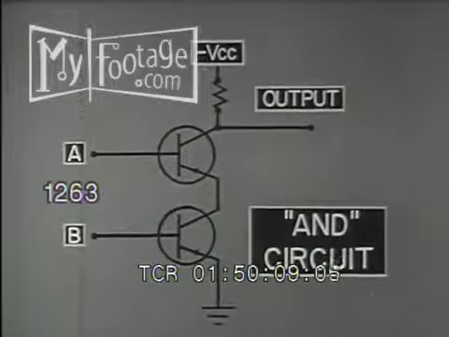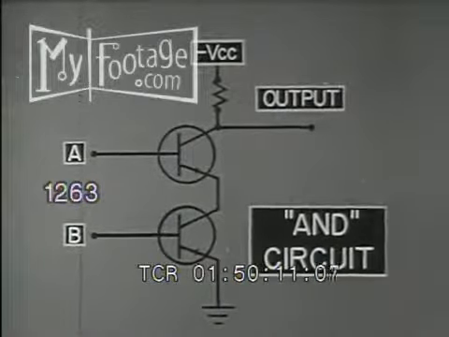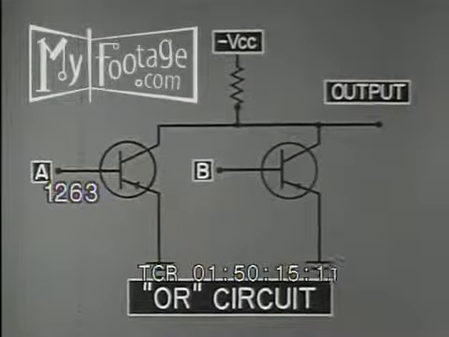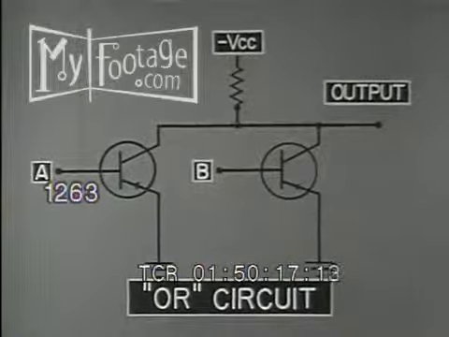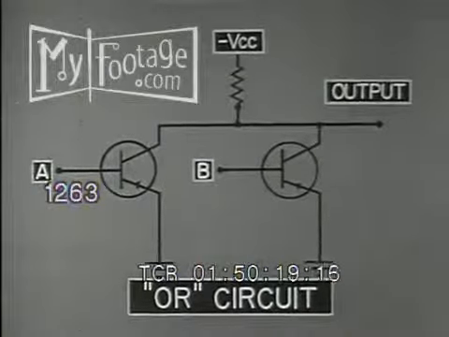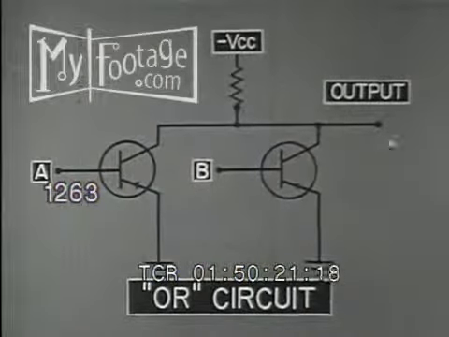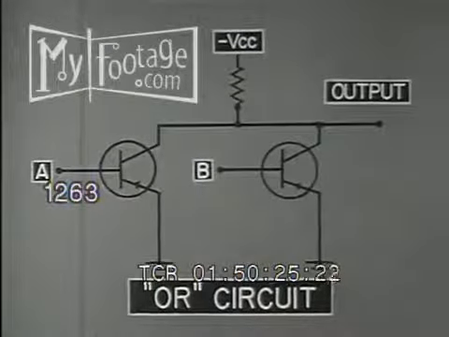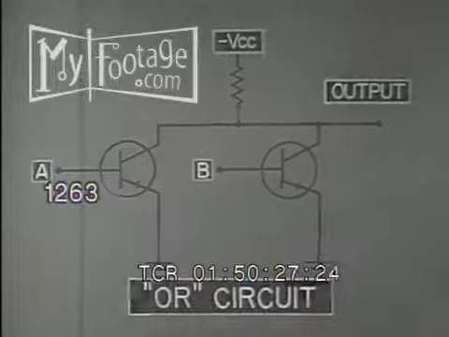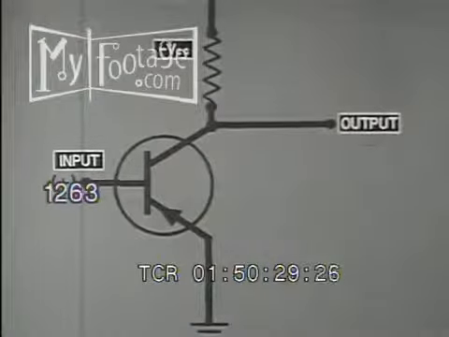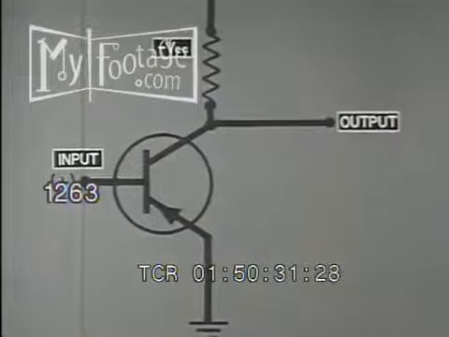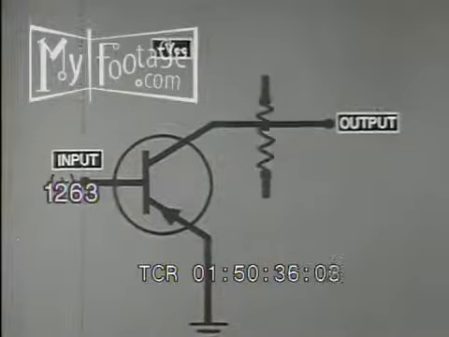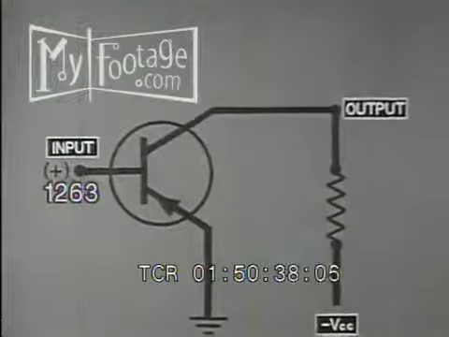By using such combinations of switching circuits as this and this, complex computer systems can perform in seconds mathematical computations far too difficult to do at all with pencil and paper. Let's see how one switch works, since it's used as a basic building block for constructing computers.